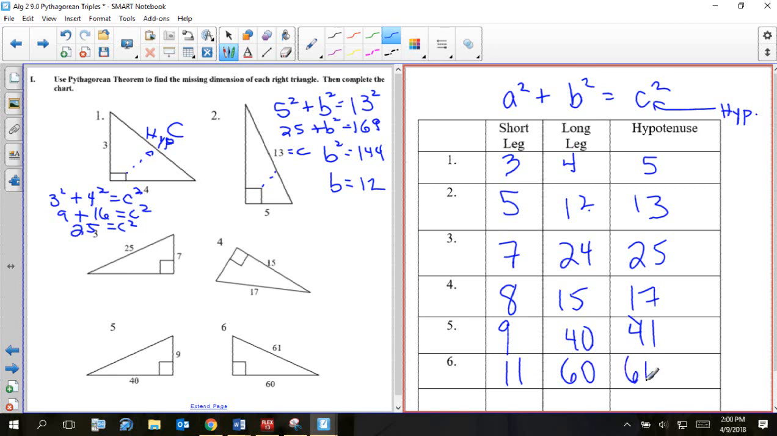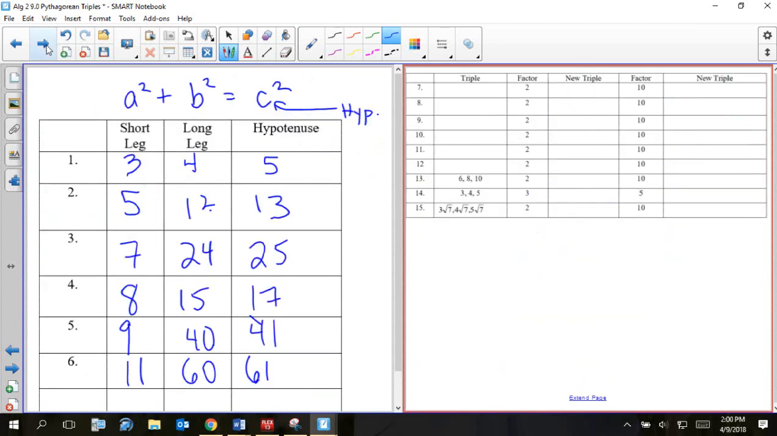Okay. So now what you're going to do is go to the next section, and you're going to copy these triples. So right here will be 3, 4, 5, and then 5, 12, 13, 7, 24, 25, 8, 15, 17, and I'll copy those down in just a moment.